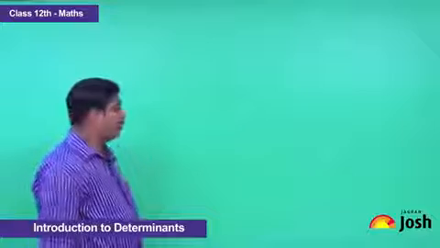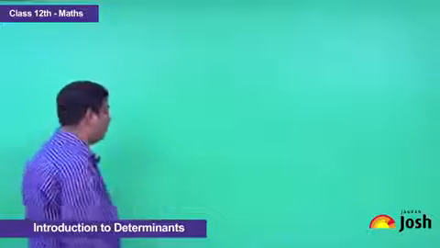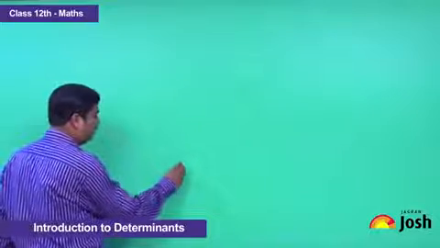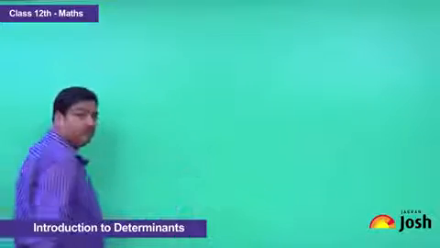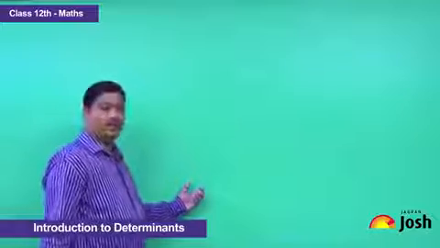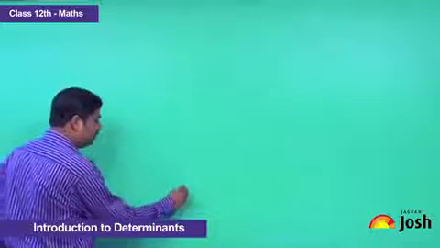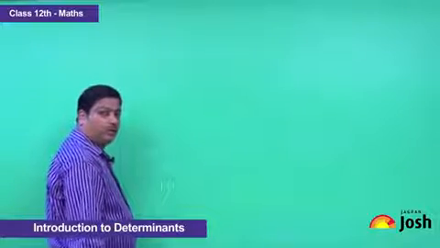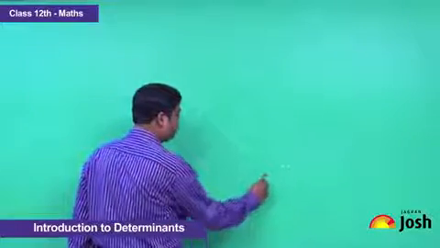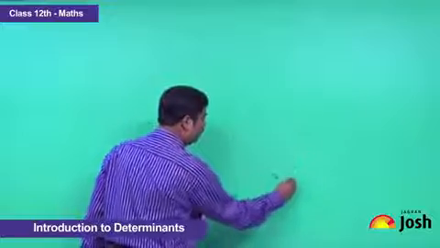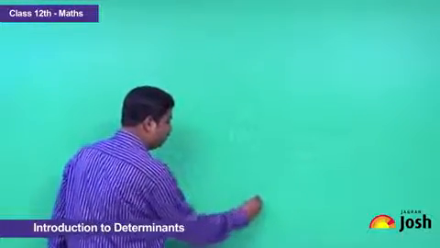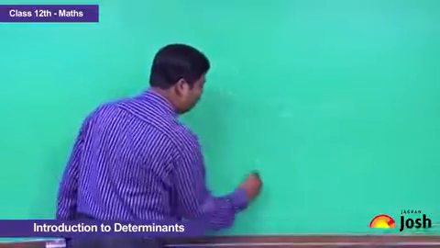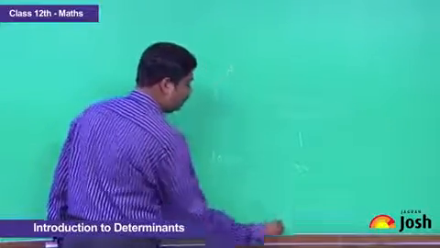Now, to evaluate the determinant value of a matrix, we begin with a matrix of order 1 cross 1, say matrix A, which is equal to 5. There is just one element in this matrix and its determinant value is nothing but 5 only. Similarly, for a matrix of order 2 cross 2, say A is equal to 2, 4, 1, 8, its determinant value is given by 2 into 8 minus 1 into 4, that is 16 minus 4, that is 14.